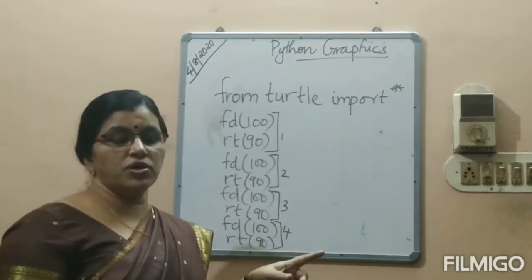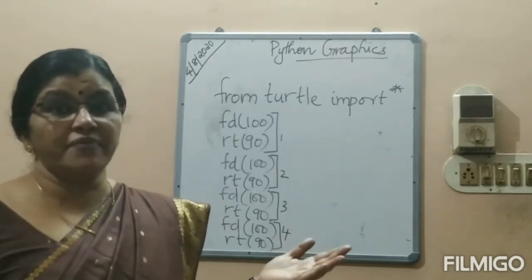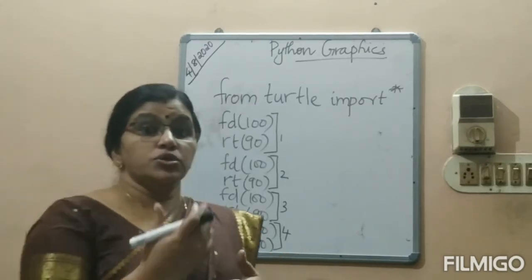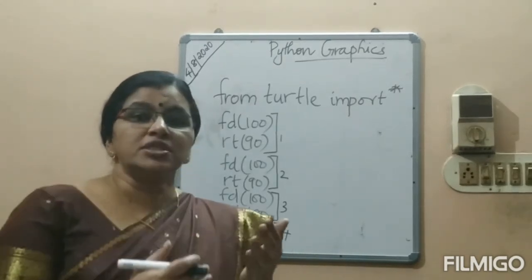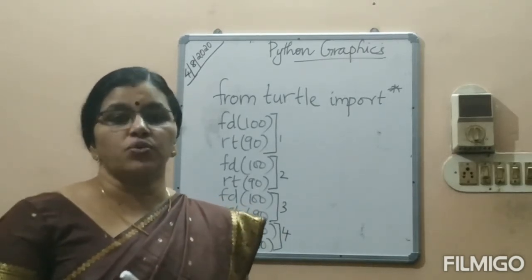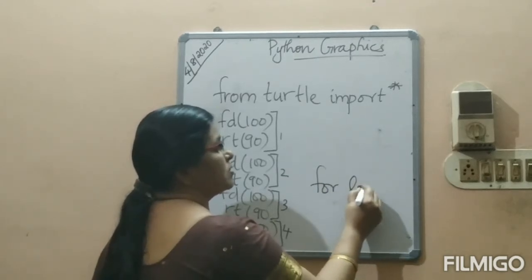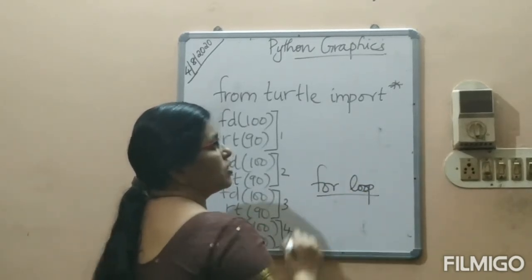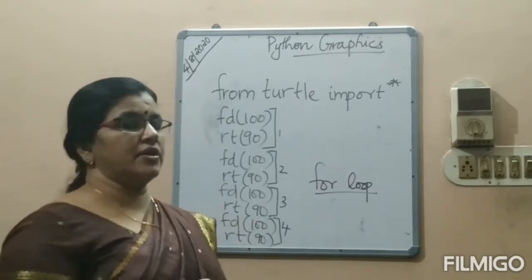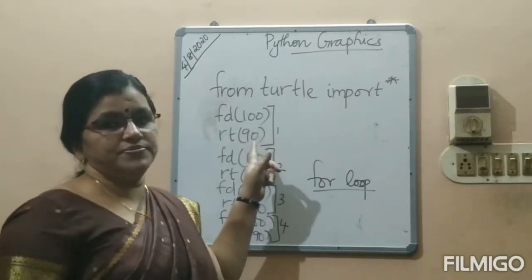For example, if you want to draw a polygon of 10 sides, how many steps you have to repeat? So many steps will be there. Isn't it? So, to reduce the repeated command, we use for loop. We have learned for loop in 9th standard. Yes. We will use the for loop here.